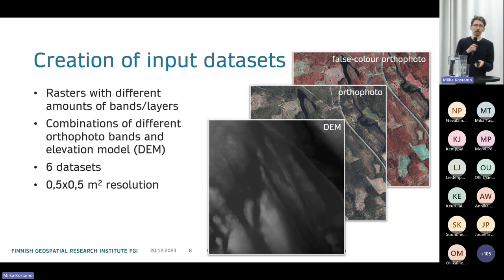So I'm going to tell more about the results. Okay, better. I'll start with the input data sets that were used for the neural network: raster images with a different number of bands or layers, created by combining different bands from orthophoto layers and the elevation model. We created in total 6 different data sets, which I'll show a bit later. The resolution for each of those data sets is 0.5 × 0.5 square meters.